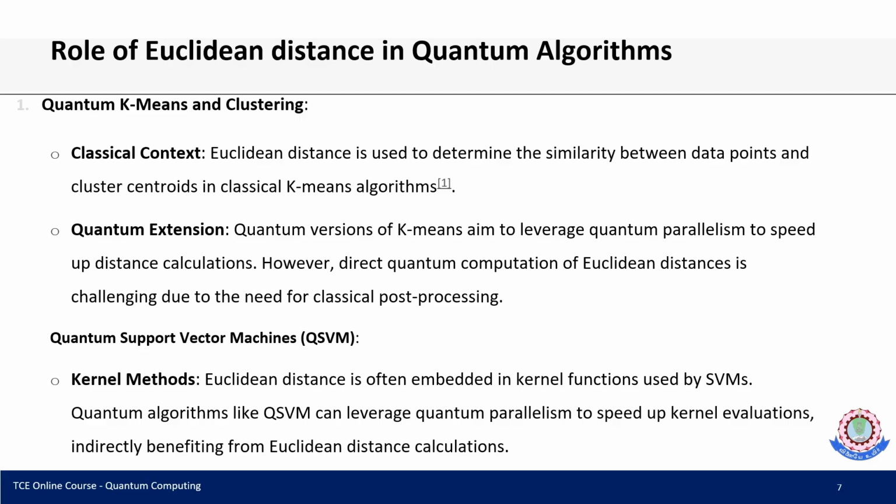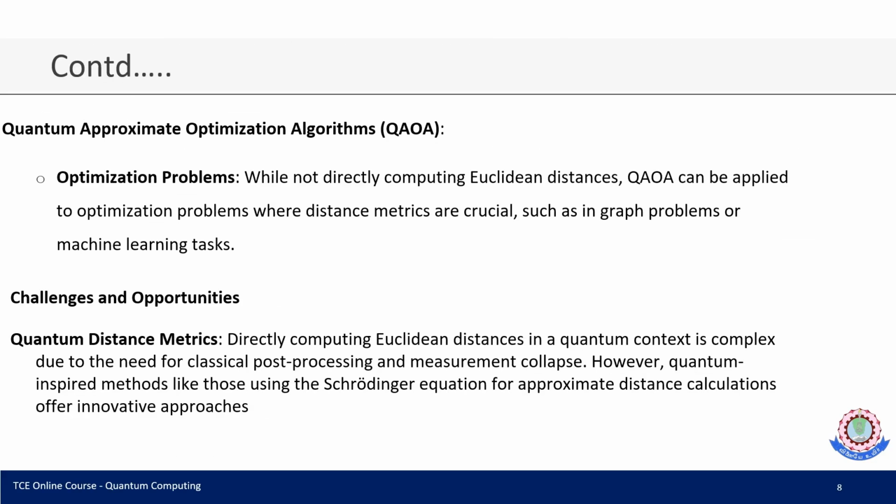So the quantum support vector machine kernel method is also to be introduced. Euclidean distance is often embedded in the kernel function used by SVMs. Quantum algorithms like QSVM can leverage quantum parallelism to speed up the kernel evaluation, indirectly benefiting from the Euclidean distance calculation. Quantum approximate optimization algorithms are also there. Optimization problems: while not directly computing Euclidean distance, QAOA can be applied to optimization problems where distance metrics are crucial, such as in graph problems or machine learning tasks.